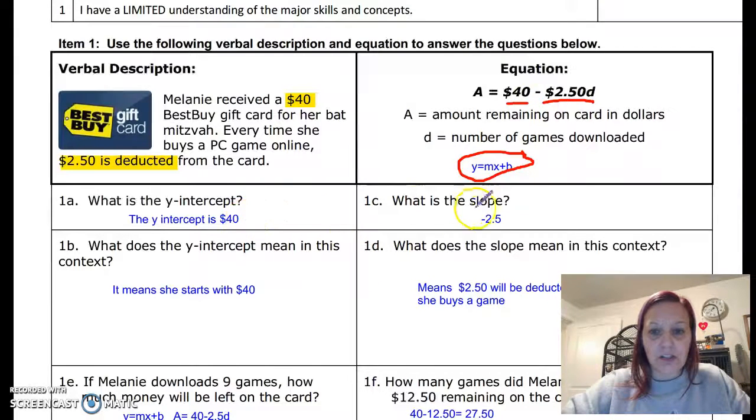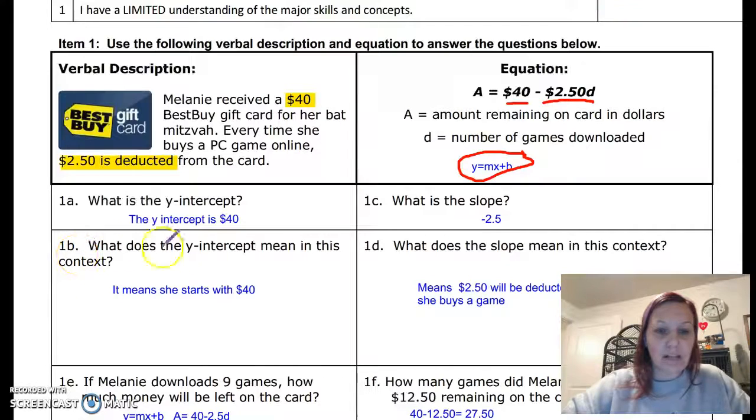So that's $40. What is the slope? Well, per download, we know that it's deducting 2.50, that's an expensive game. But when we represent it, it's negative 2.5. We don't need the extra zero, especially when we graph.